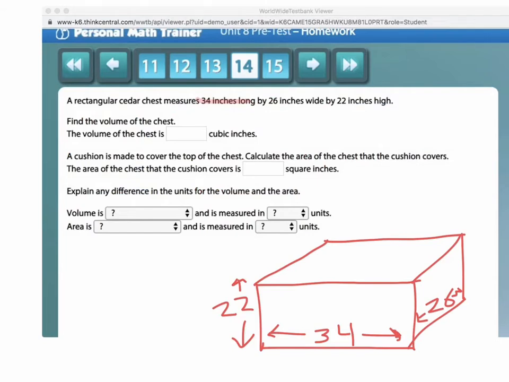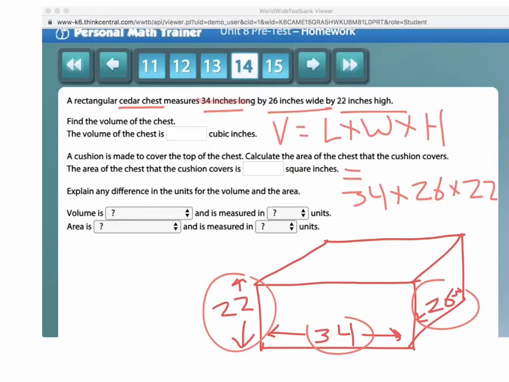We are being asked to find the volume of a cedar chest that is 34 inches by 26 inches by 22 inches. So I've gone ahead and drawn my dimensions on the prism in order to figure out volume. To calculate volume, multiply the length times the width times the height of the prism. So I multiply 34 by 26 by 22, and I get 19,448 inches cubed.